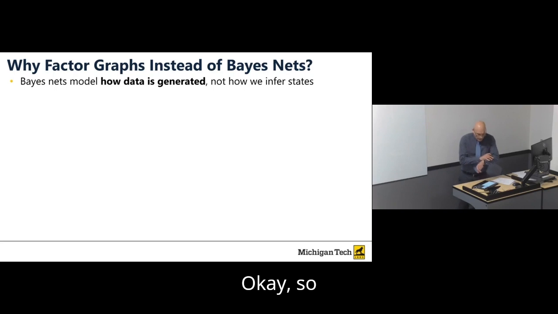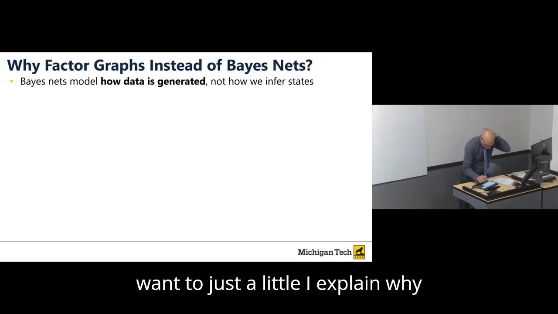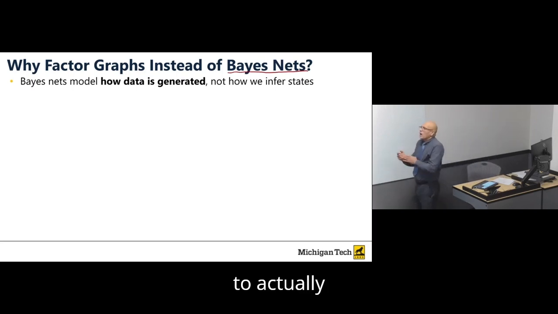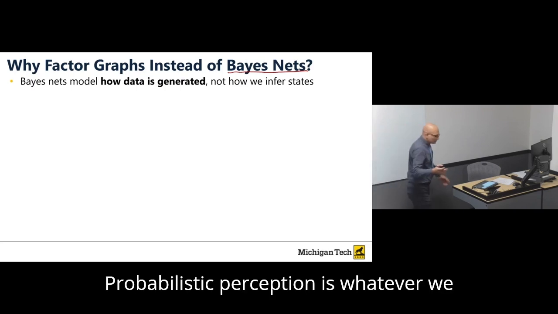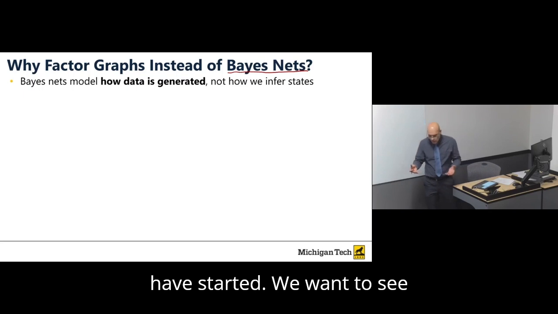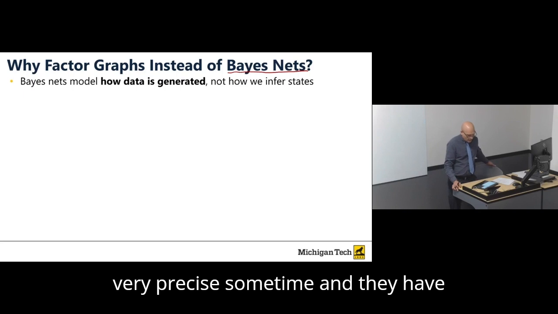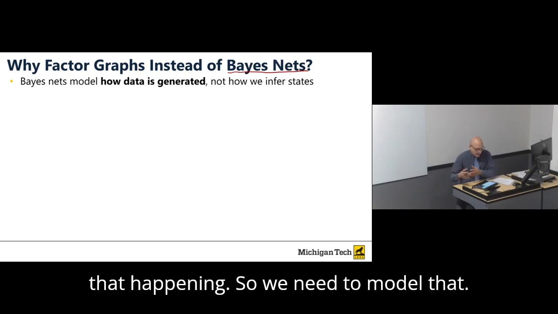Okay, so maybe I put this for the next class. I want to just explain a little why BayesNet is not enough for us to actually do probabilistic perception. Probabilistic perception is what we started with. We want to see that robots are not very precise sometimes, and they have probabilistic things happening. So we need to model that.